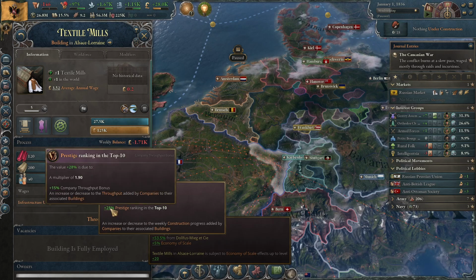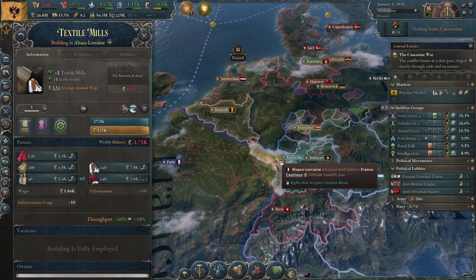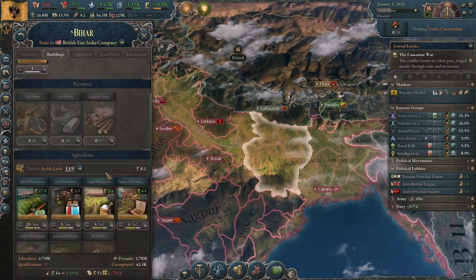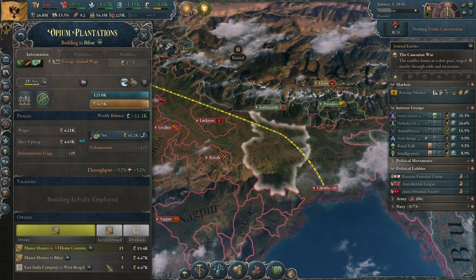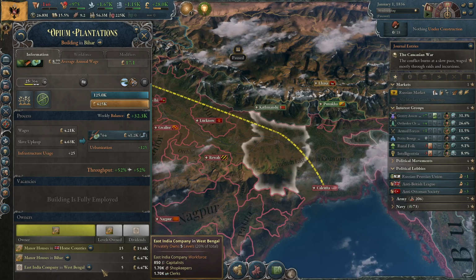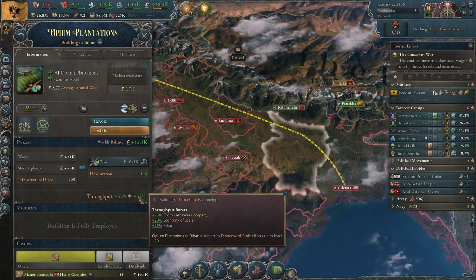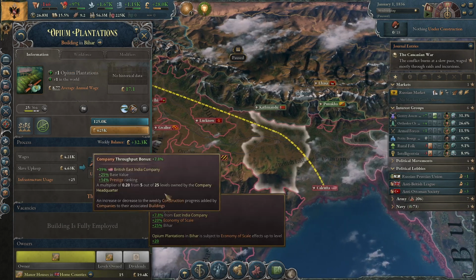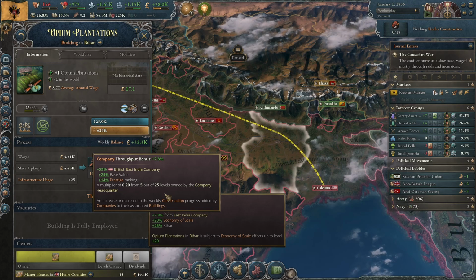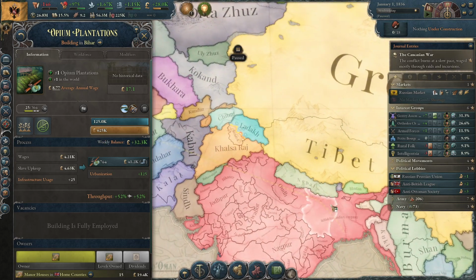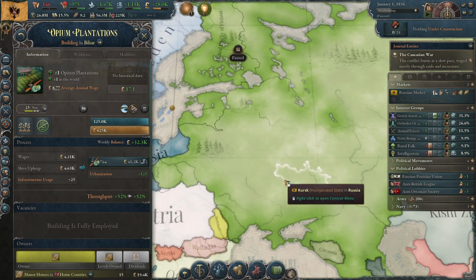There are other modifiers that can increase this, and then how much of the building is owned by that company. If we head back over to the East India Company, we can see a few things here. The East India Company itself, a company, owns 5 of these 25 buildings, about 20%. That is causing them to only give about 20% of the throughput bonus. So the one reason to get companies is to get that throughput bonus increase.